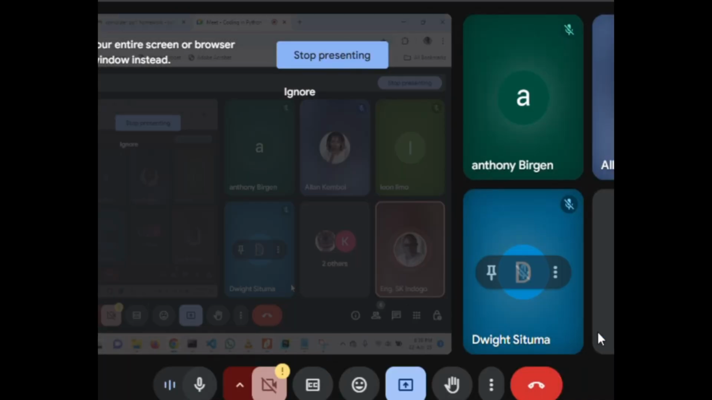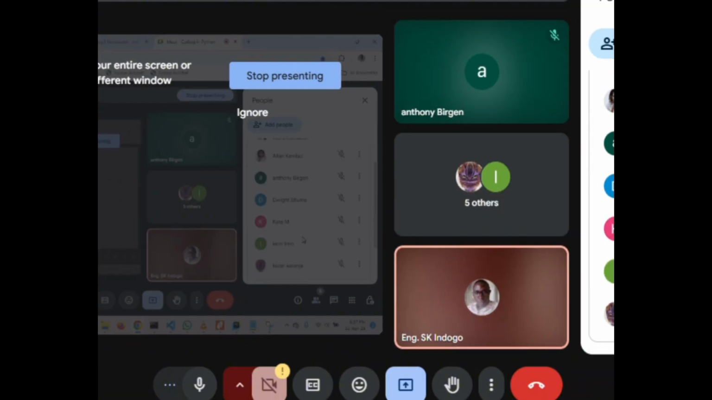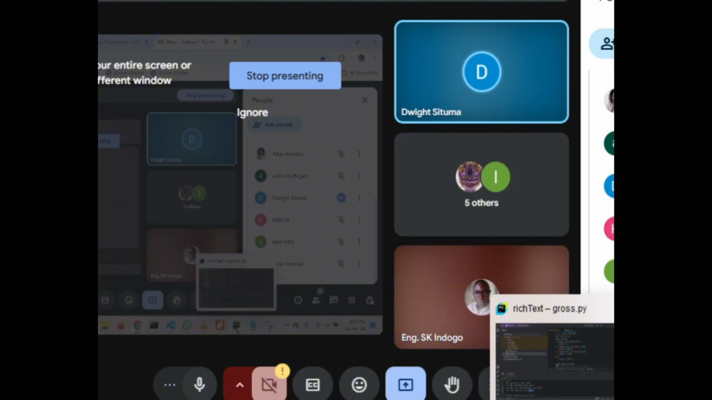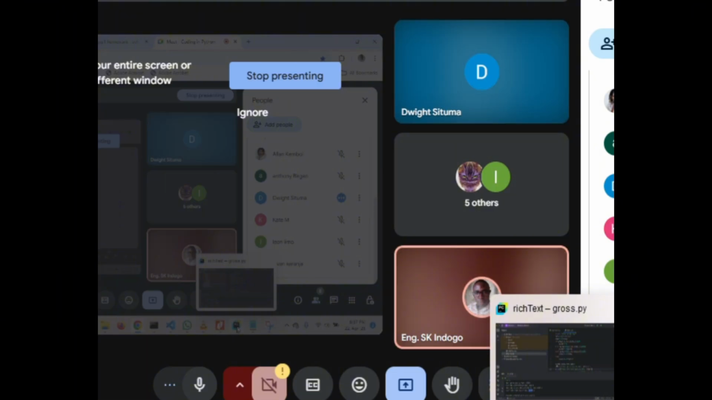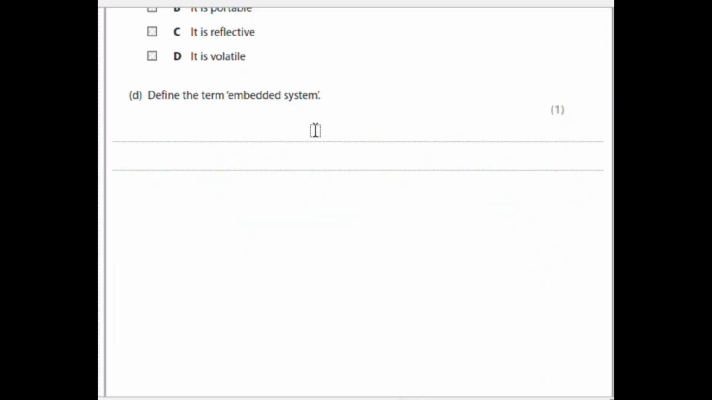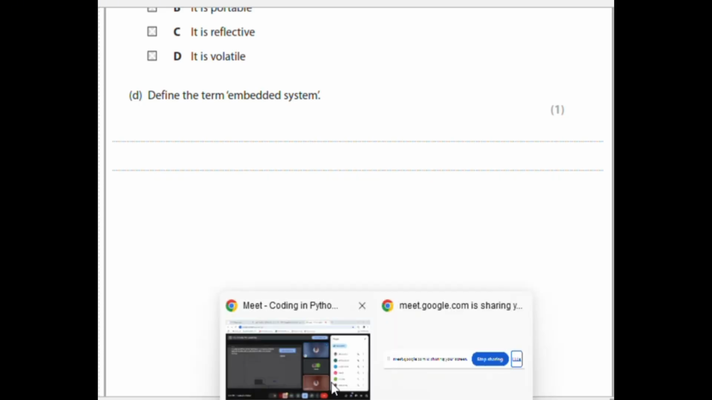It is reflective. Define the term embedded system. What's an embedded system? Who can speak? Who can talk to us? Dwight? A computer system that can only do one task. Yes, that's a good answer actually. A computer system that can only do one task, or a specific task.